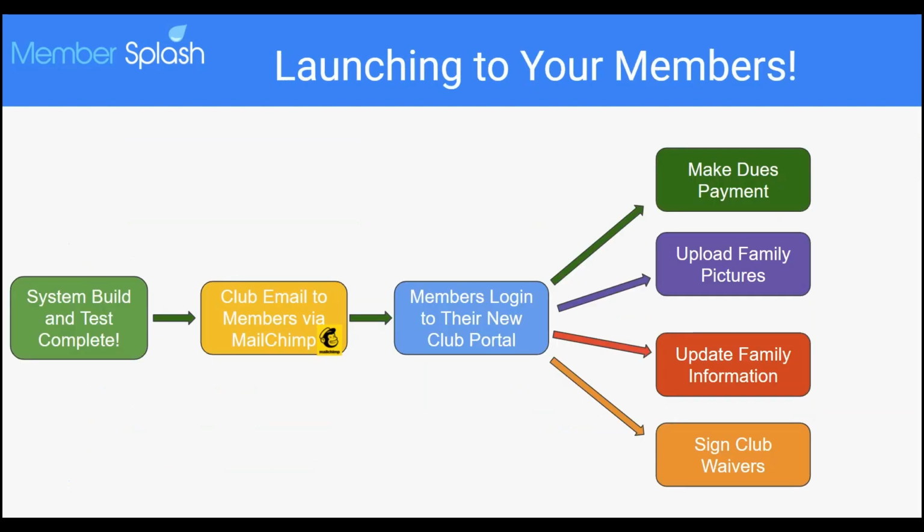All right, so what happens at this point? We've gone through the system build and test. It's complete. We've got your system set up. It's just about ready to go. At this point, since we synchronize all of your data with MailChimp, you can send a club email to all of your members. Members would be instructed to log into their new club portal where they can sign their club waivers if required, update any family information that needs adjusting, upload family pictures since we're going to be checking images at the front desk for check-in. And obviously, what this is all about is making their dues payments.